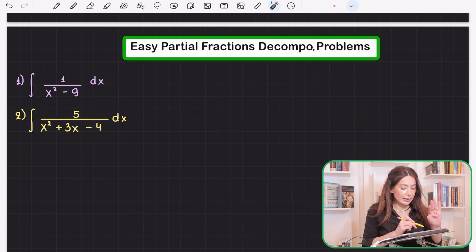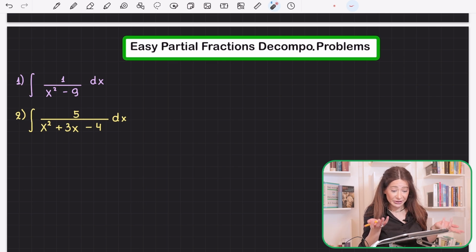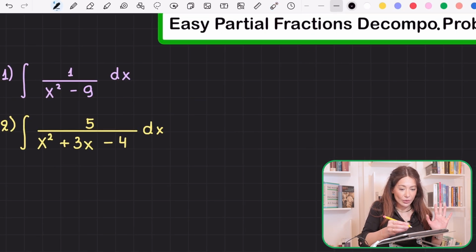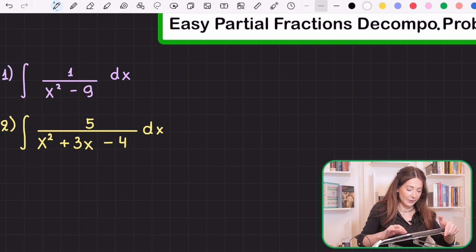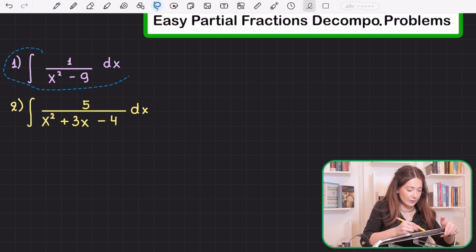And here we're going to get distinct linear factors. So this is why I call this easy partial fraction decomposition problems, because compared to other types within this family of integrals, these are easier. Okay, that's why. So now you know what to expect because there are those 4 types. Okay, let's solve first one first because that makes sense.